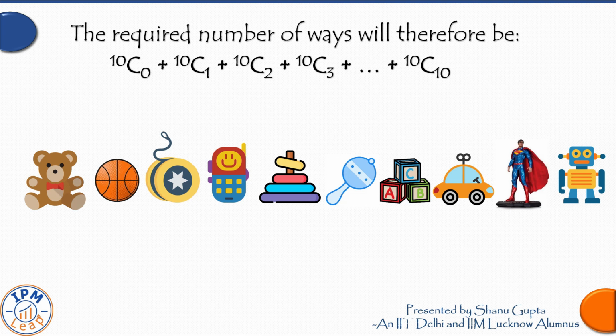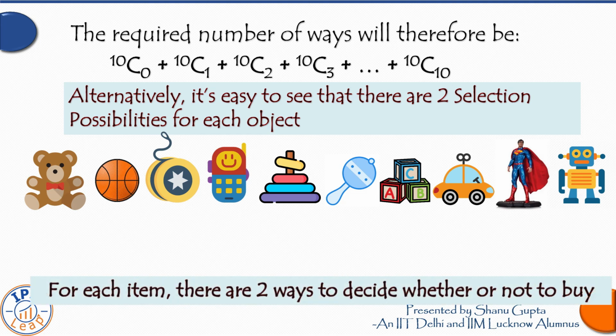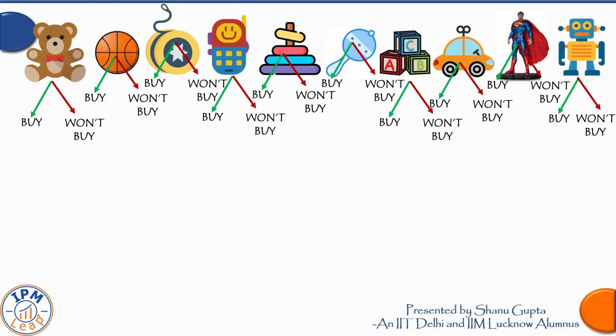So let me give you an alternate method of counting, the ultimate shortcut. Try to see that there are 2 selection possibilities for each object. For each item, there are 2 ways to select it. The decision whether or not to buy that object means there are 2 ways. Either you will buy or you will not buy. 2 ways. So purchasing this teddy bear, 2 ways. This basketball, 2 ways. This yo-yo, 2 ways, and so on. 2 ways possible for selection of each object.